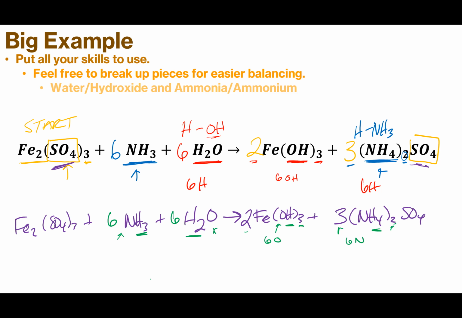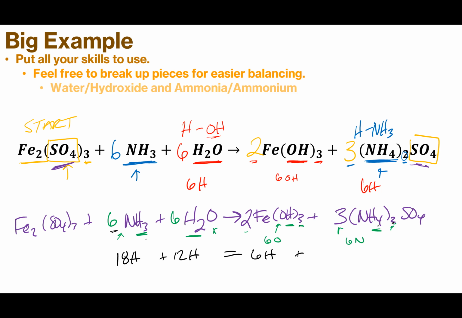We can look at how many hydrogens we have and see if we did okay. This is 6 times 3. So this is 18 hydrogens. This is 6 times 2. So that's 12 hydrogens. That has to be equal to 3 times 2, which is another 6 hydrogens.